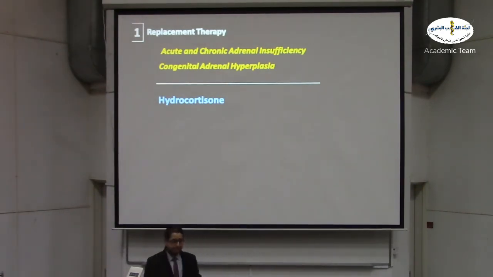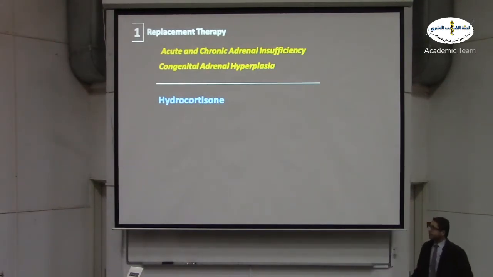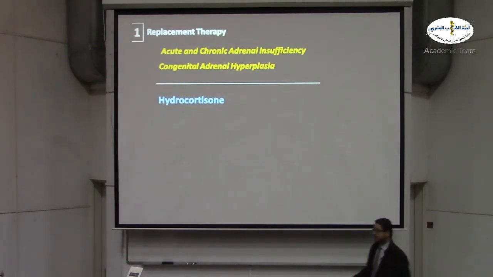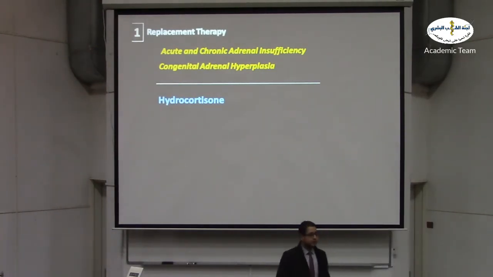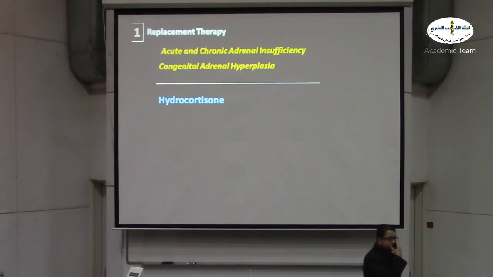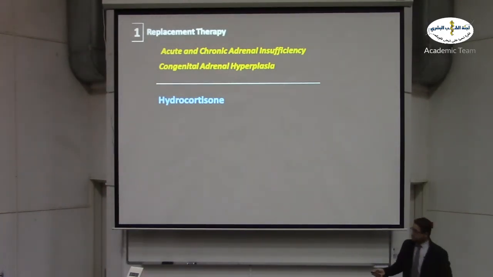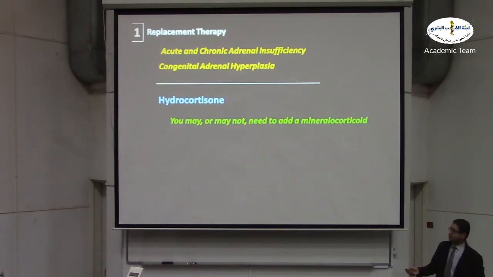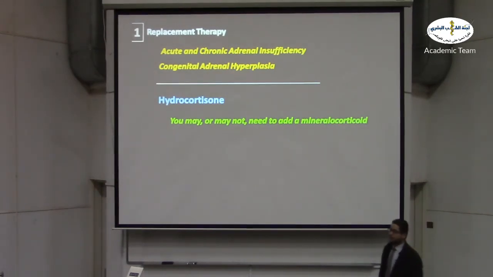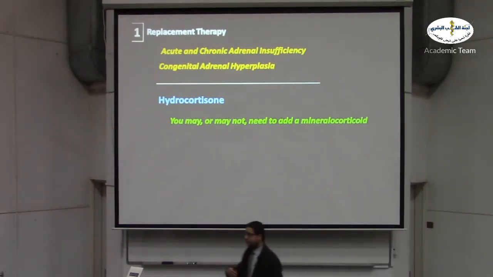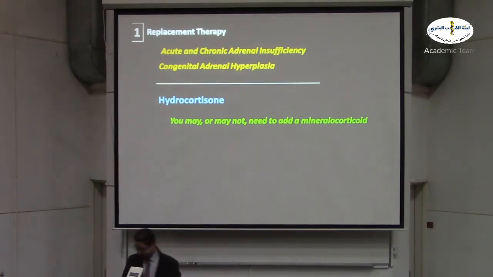Why? Yes. Because it has both mineralocorticoid and glucocorticoid effects. But if the patient doesn't respond and still has hypotension, still can't stand up and so on because of salt wasting, what can I do? Not aldosterone, so what is the drug? Fludrocortisone. Okay? You may or may not need to add a mineralocorticoid, which is fludrocortisone. In general, we are covered with hydrocortisone and that's fine.